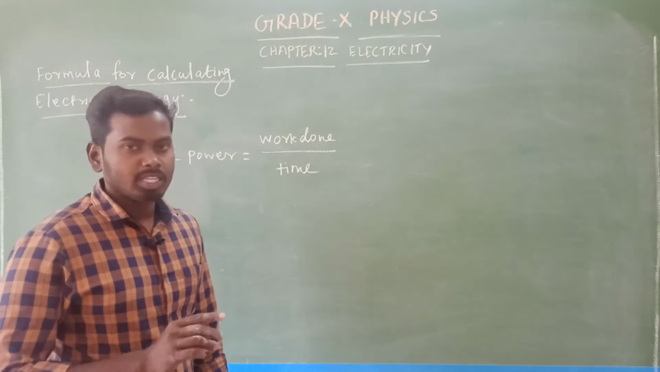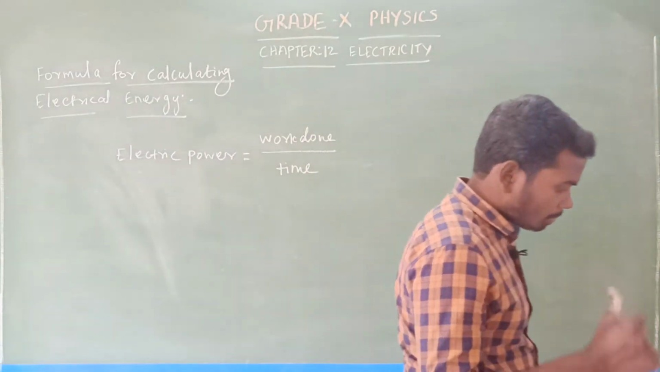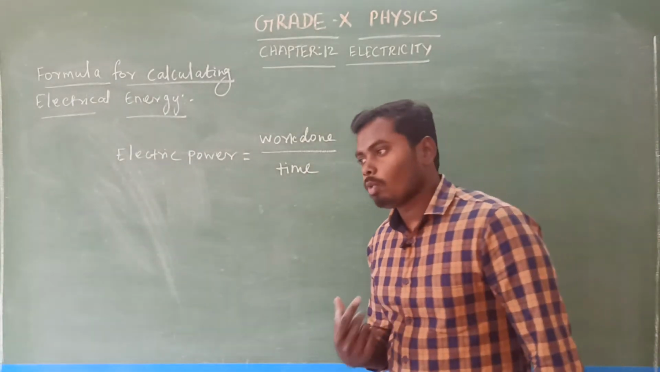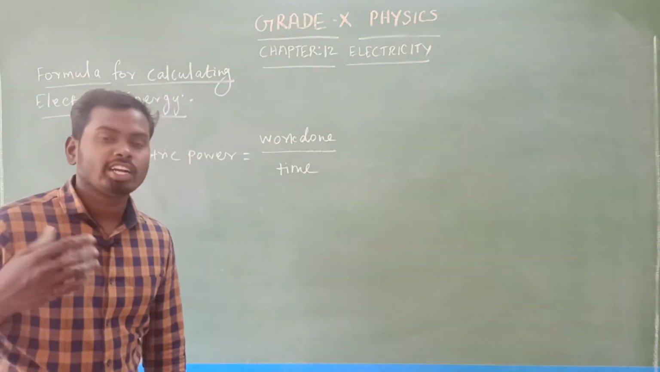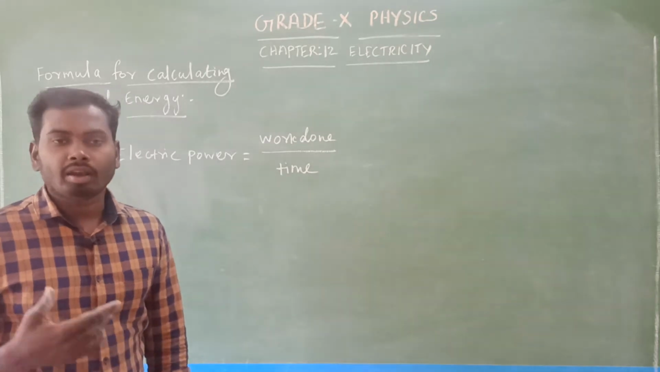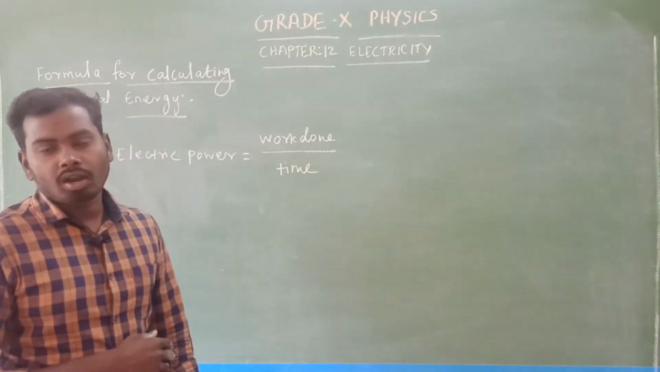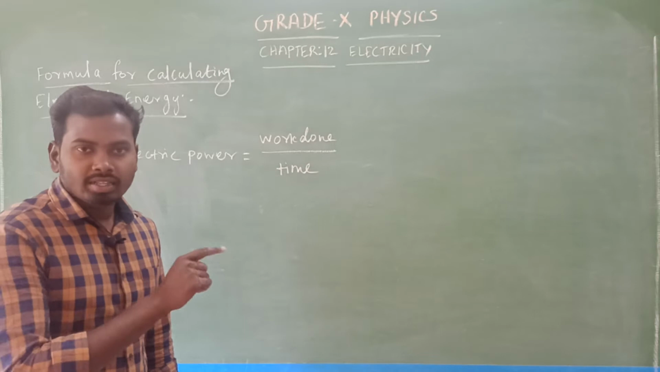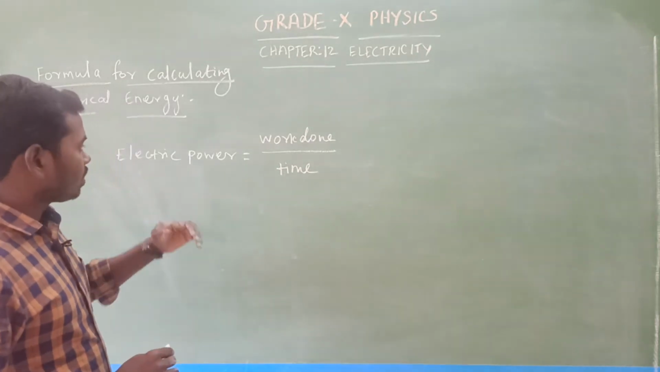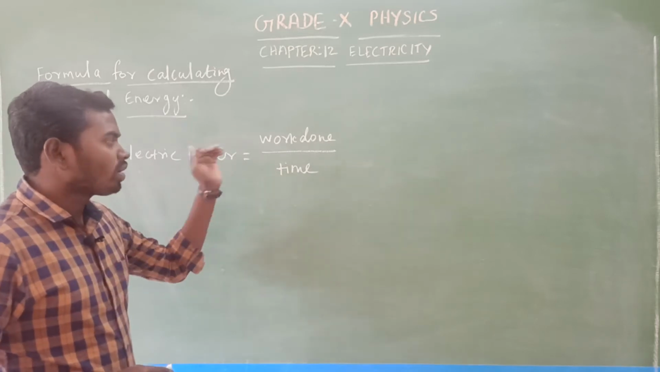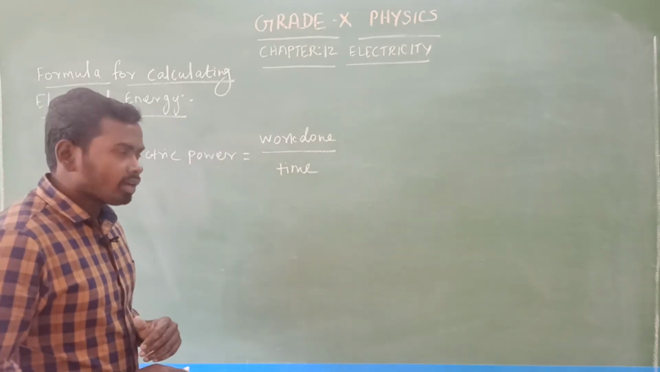That is called electric power. Already we know very well, which means per second, how much electrical energy is transferred or consumed by an electrical appliance, that is called electric power. So we can write electric power is equal to work done divided by time.